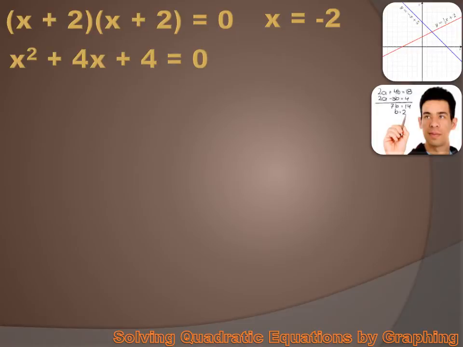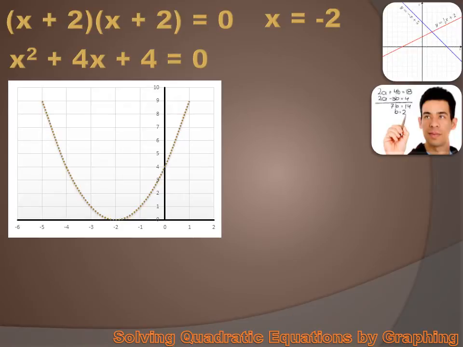And if we were to graph that off of the expanded equation x squared plus 4x plus 4 equals 0, the graph would look just like that. And you'll notice it crosses the x-axis in only one point, minus 2. There's only one solution.